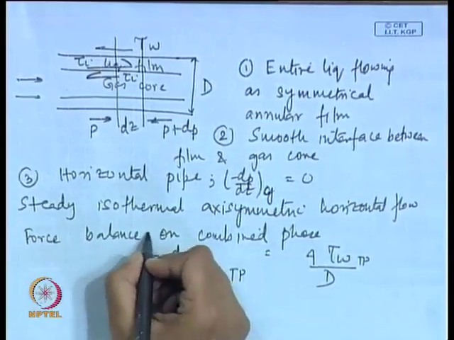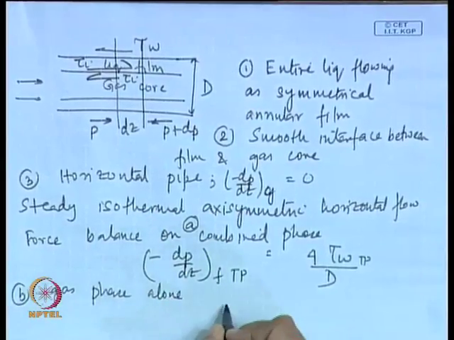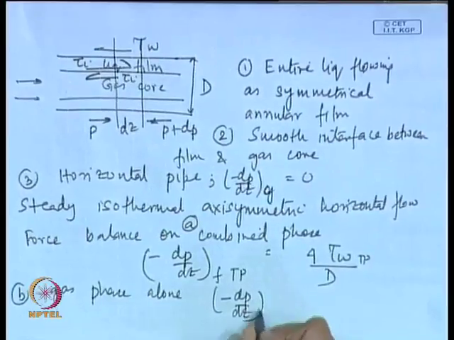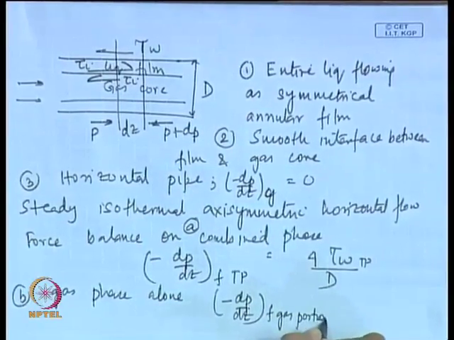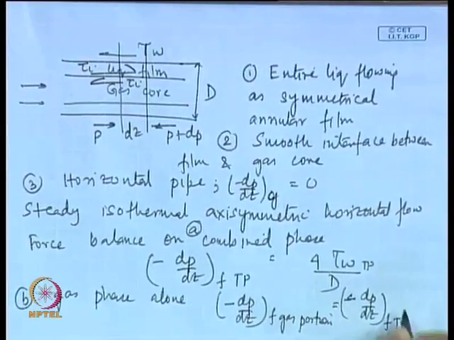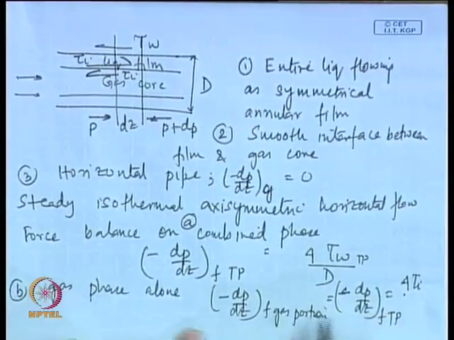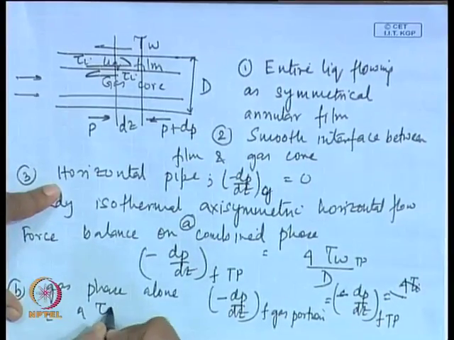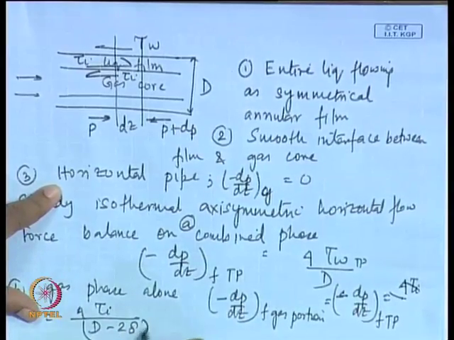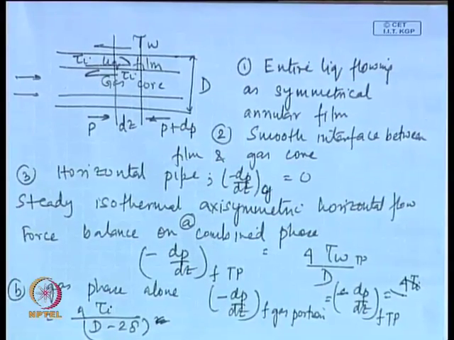Now, force balance on the gas phase. If we just take the gas phase alone, then what will we get? We will get minus dP/dz f, the gas portion, which is equal to minus dP/dz f two phase, which will be equal to, can you see what I am writing? This is 4 tau I divided by d minus 2 delta. Do you understand what I have written? Sorry, there is no whole square here. Is this portion correct? This portion is fine. Okay.